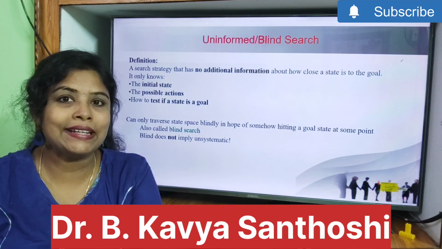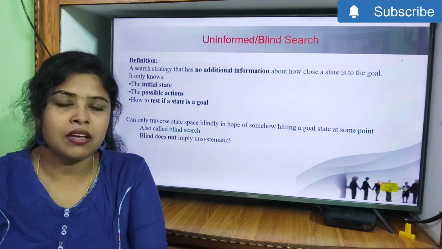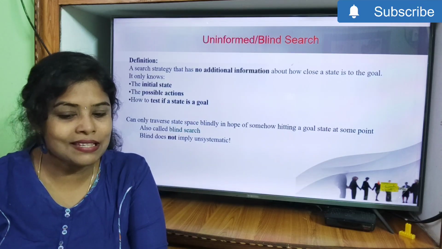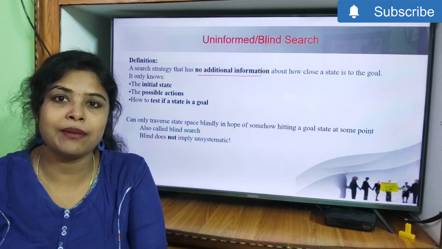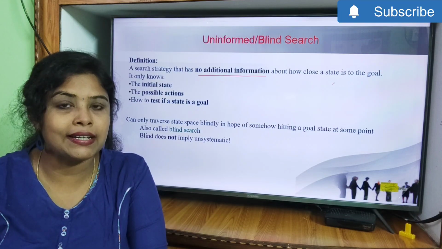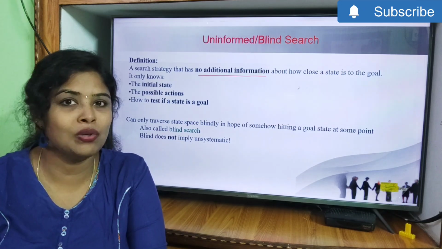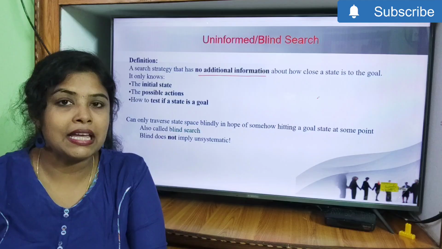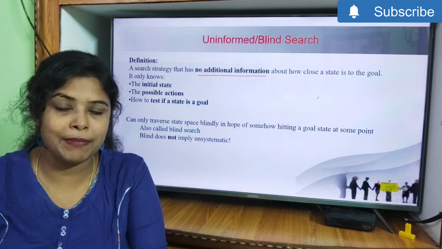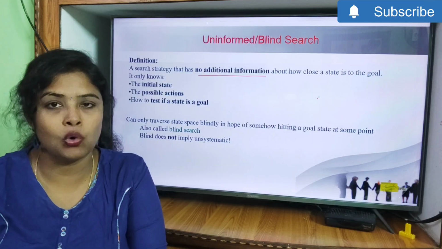In this video, let us see about Uninformed Search Strategy BFS. So what is this uninformed search? Uninformed search means it has no domain knowledge or additional information about the goal state. So without knowing about the goal state, it needs to carry out the search as iterations and reach the goal state. That's why we call this blind search as well. Uninformed means it has no prior information or no domain knowledge regarding the goal state.